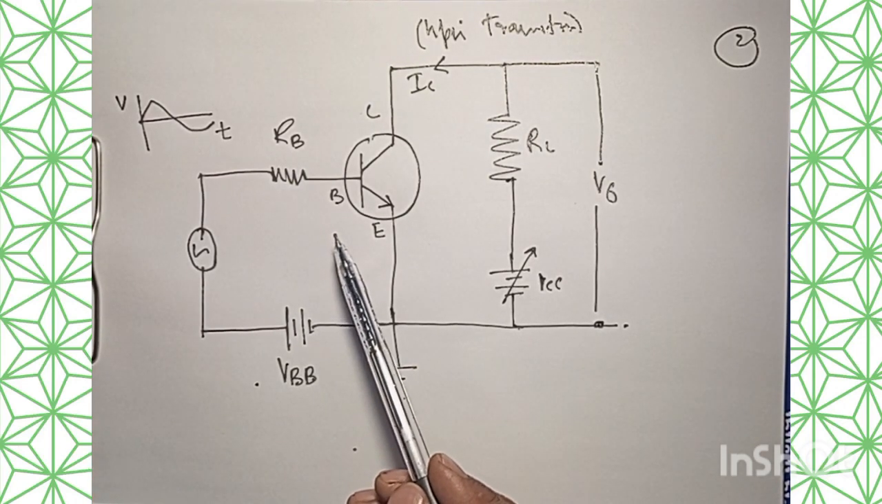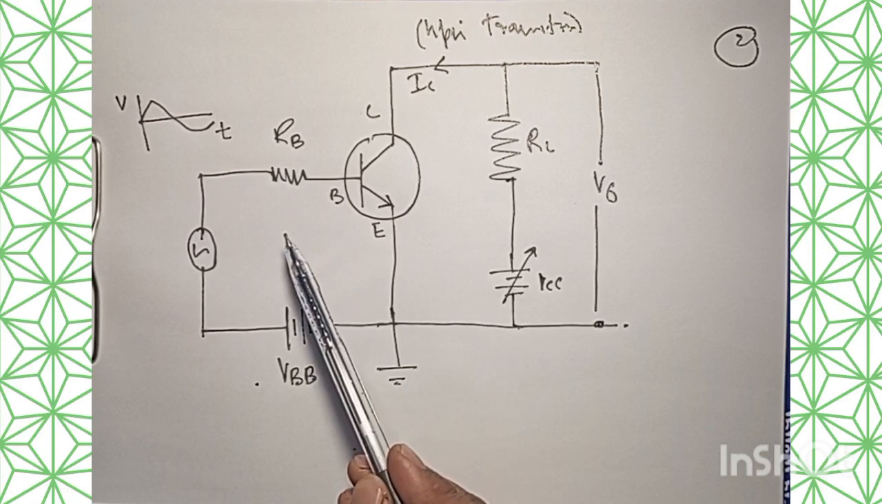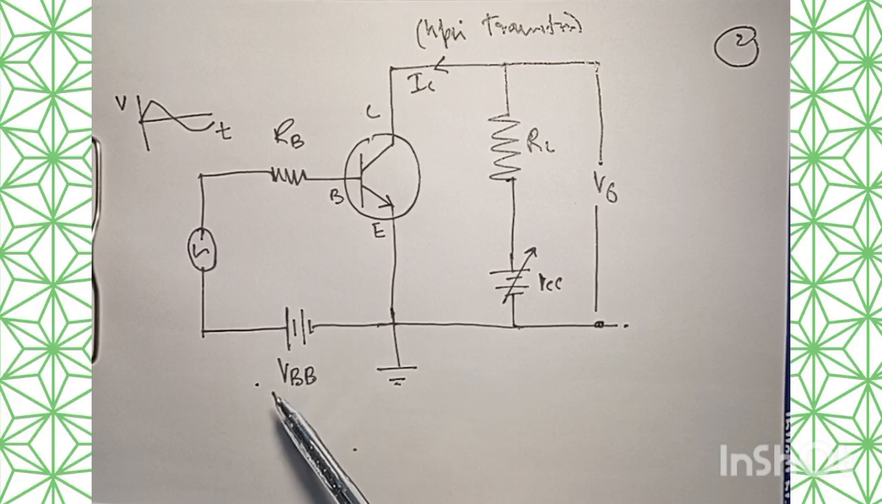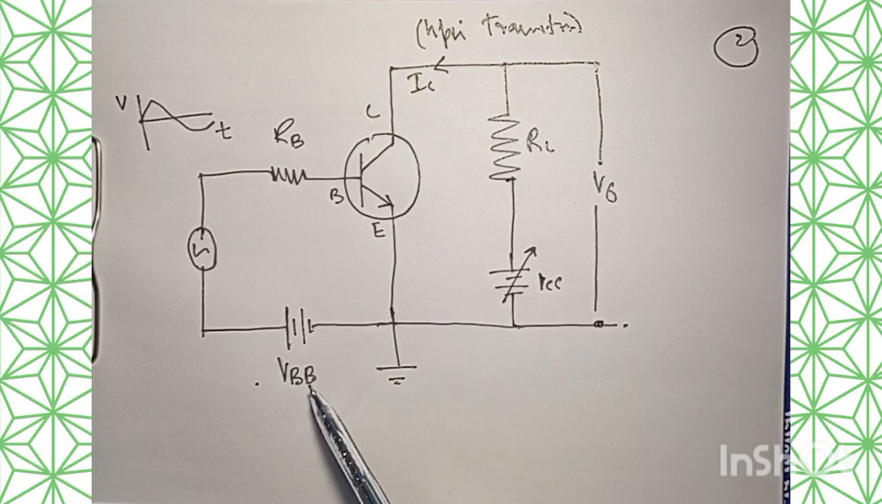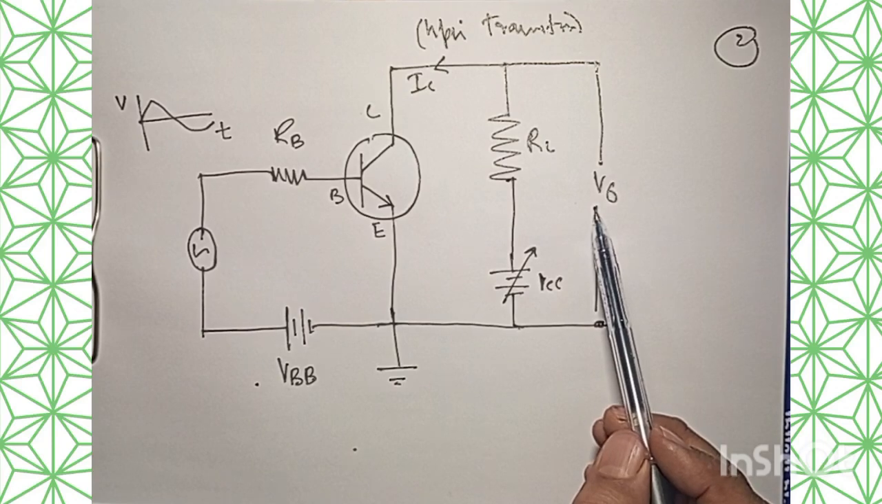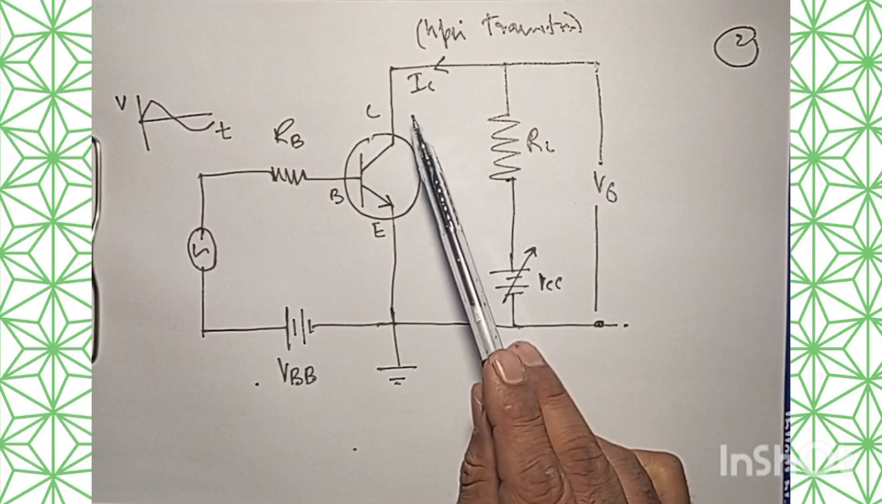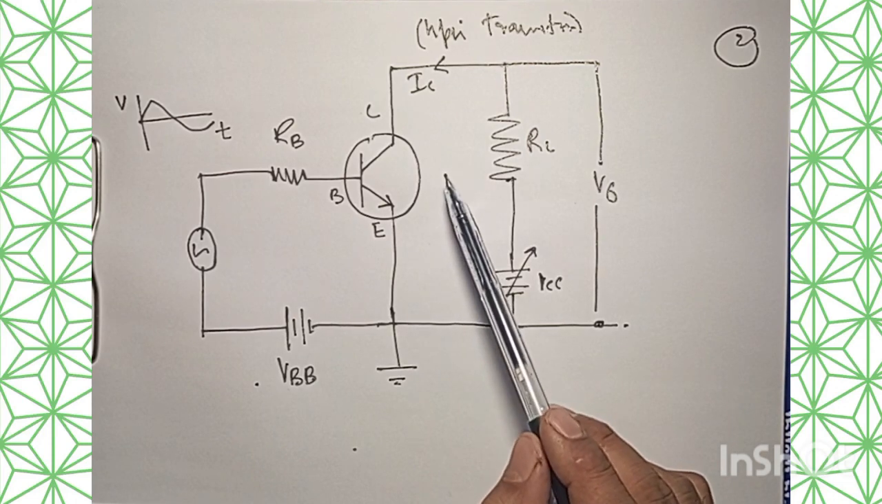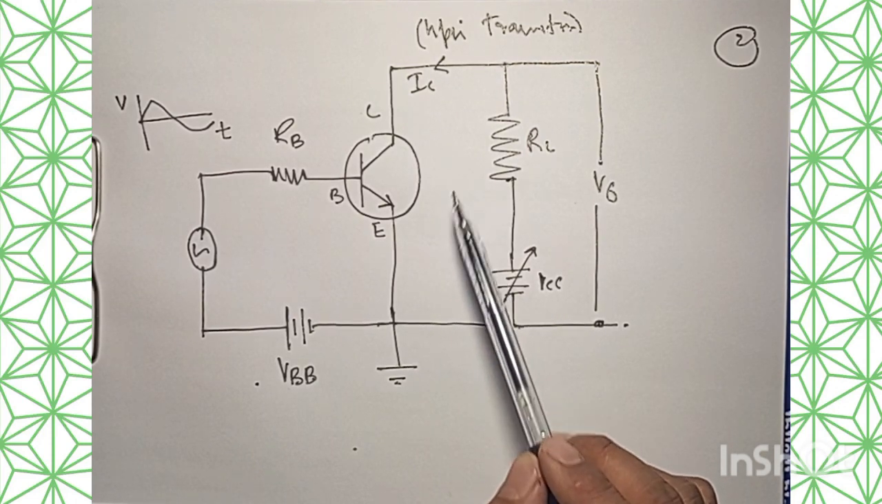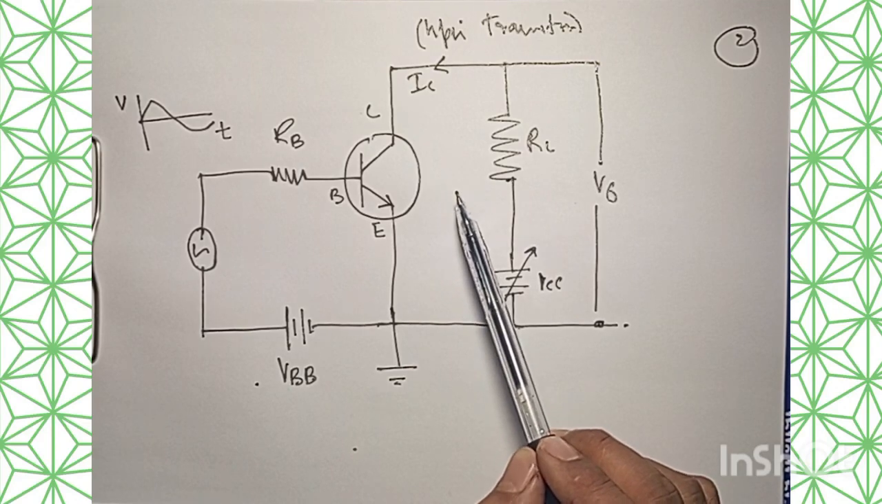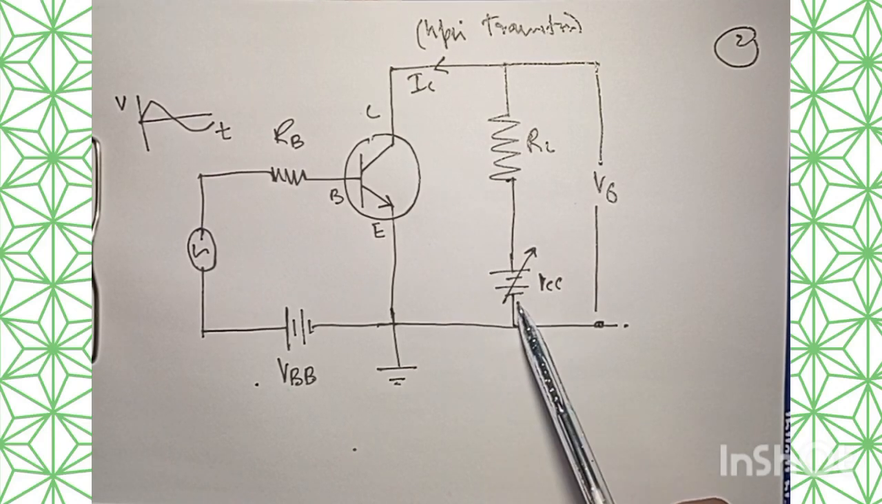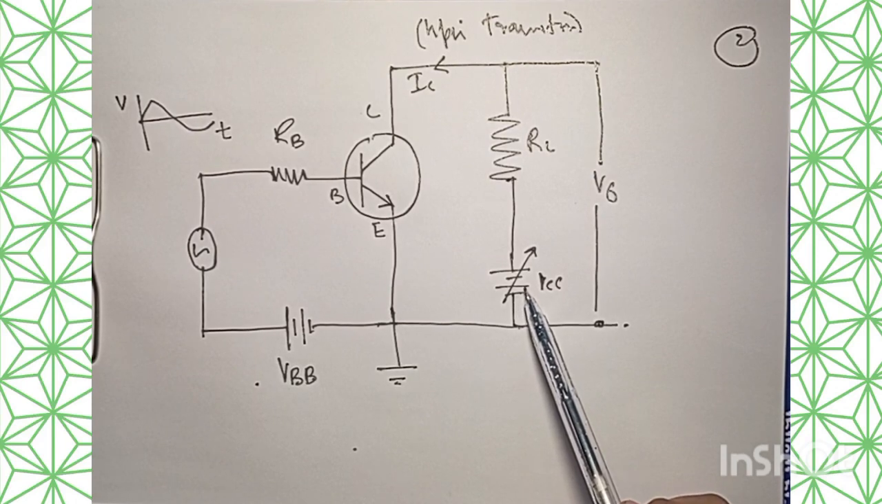Now the input circuit is to be forward biased using a battery of EMF equal to VBB volts. The amplified output signal is taken across this load resistance. In the output circuit, the collector and emitter junction has to be reverse biased, and the EMF of the battery that we use here is equal to VCC volts.